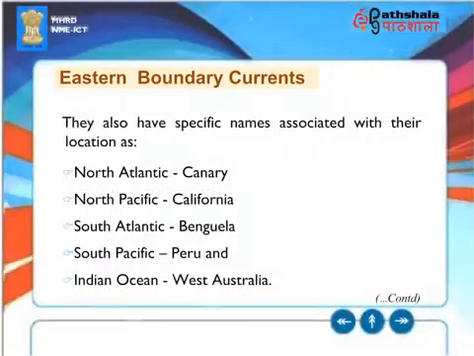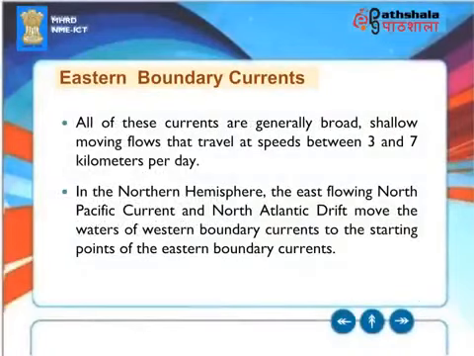They also have specific names associated with their location as North Atlantic, Canary; North Pacific, California; South Atlantic, Benguela; South Pacific, Peru; and Indian Ocean, West Australia. All of these currents are generally broad, shallow moving flows that travel at speeds between 3 and 7 kilometers per day. In the northern hemisphere, the east-flowing North Pacific Current and North Atlantic Drift move the waters of western boundary currents to the starting points of the eastern boundary currents.